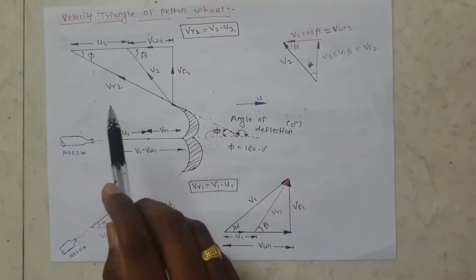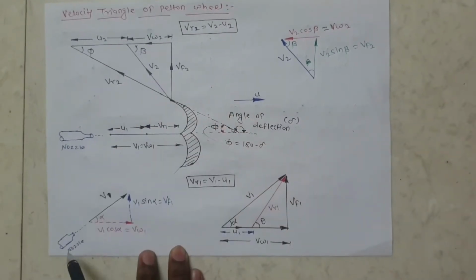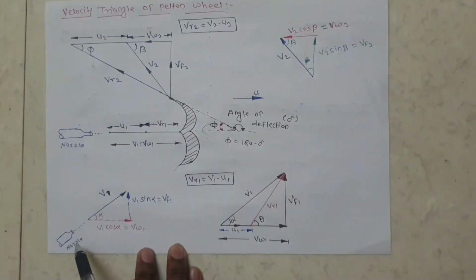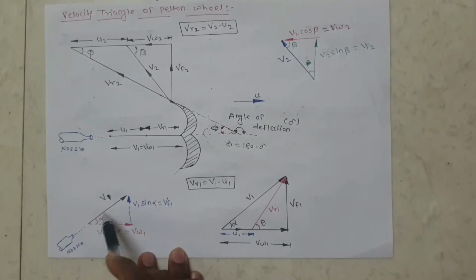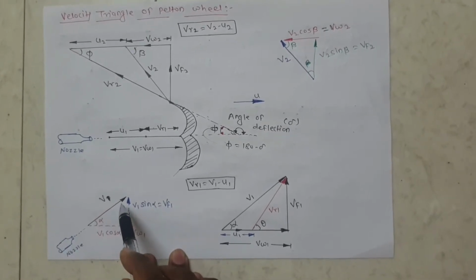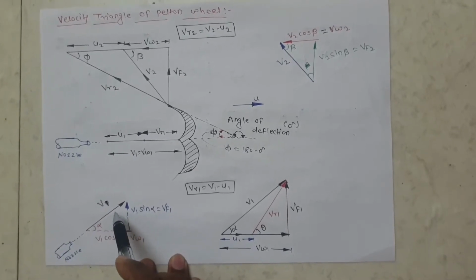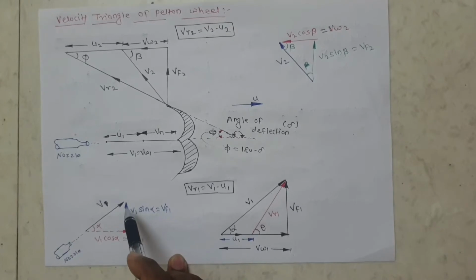Hello students, today we revise the velocity triangle of Pelton wheel. This is the nozzle. The water leaves from the nozzle with the velocity of V1. That means V1 is the absolute velocity of water jet at inlet of turbine.